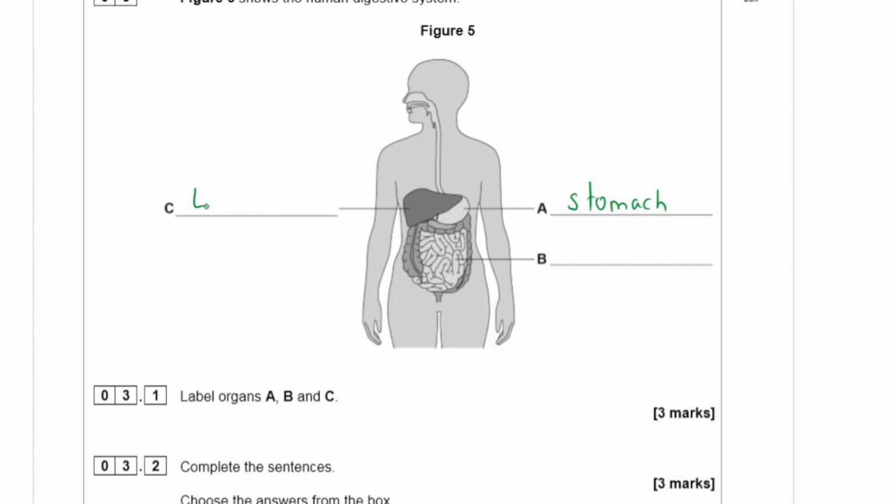This is the liver. And this is the small intestine. What about the rest of them? This is the large intestine.